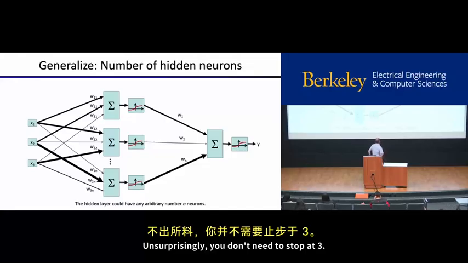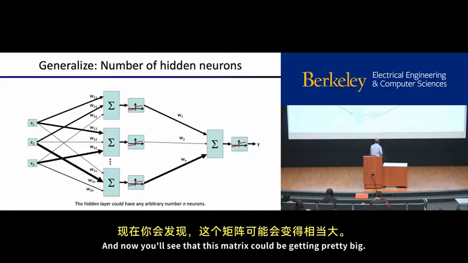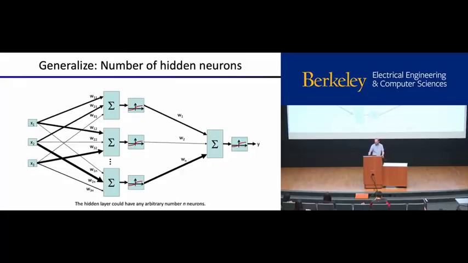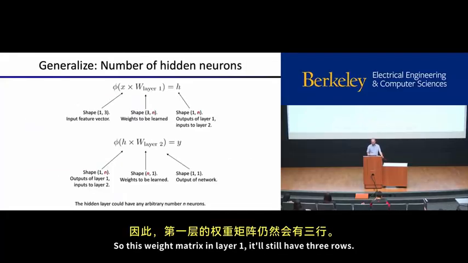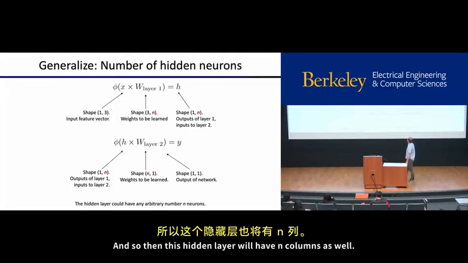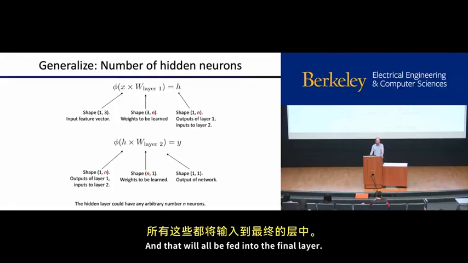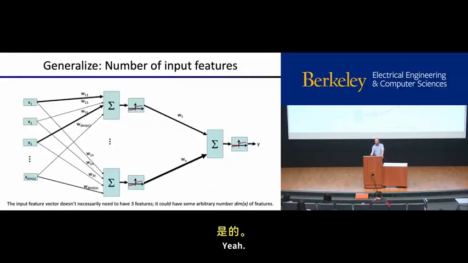Unsurprisingly, you don't need to stop at 3. You could go all the way to n. And now you'll see that this matrix could be getting pretty big. So this weight matrix in layer 1 will still have 3 rows, but now it will have n columns. And so then this hidden layer will have n columns as well. So there will be n different hidden values, and that'll all be fed into the final layer.